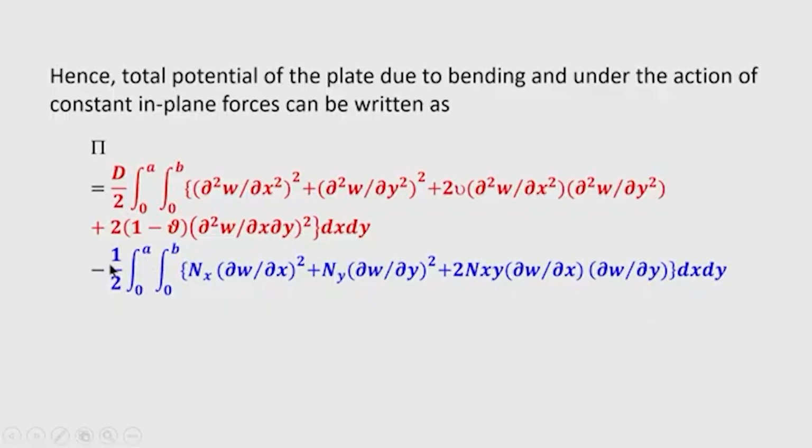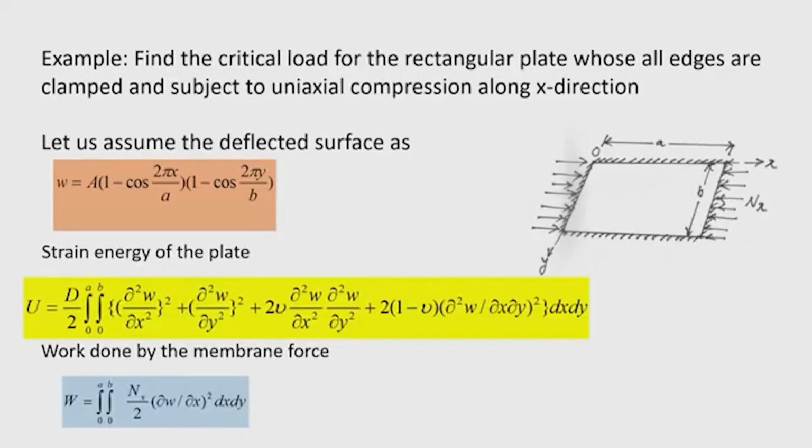So, the work done of membrane forces when the plate is undergoing the vertical displacement is written as the work done for the membrane, and we take the total potential pi as U minus W. The total potential has to be computed first in the case of the Rayleigh-Ritz method, then we can apply the method taking a suitable shape function. Okay.